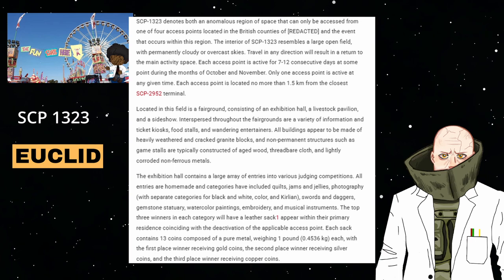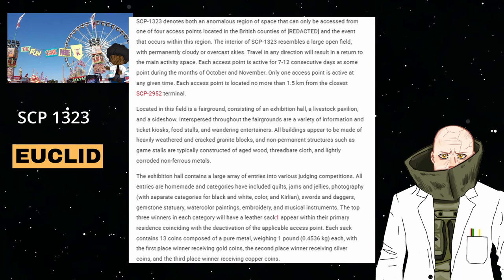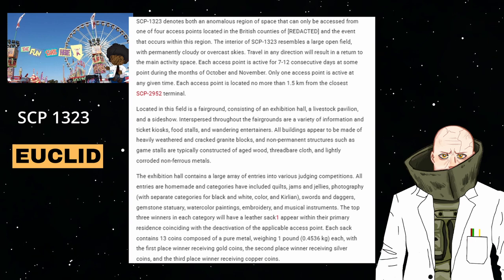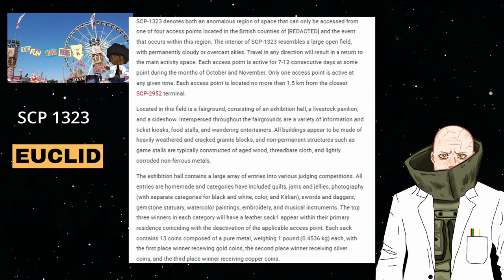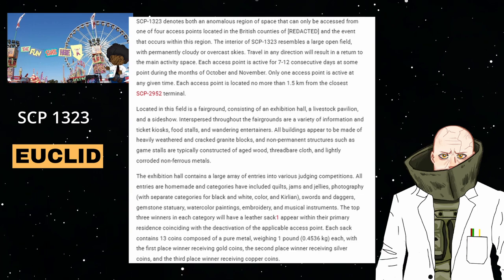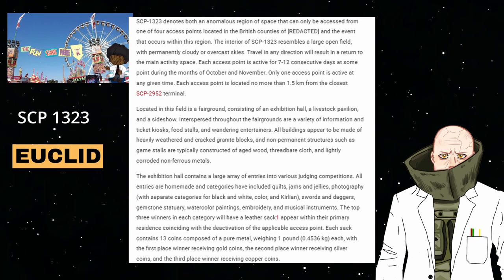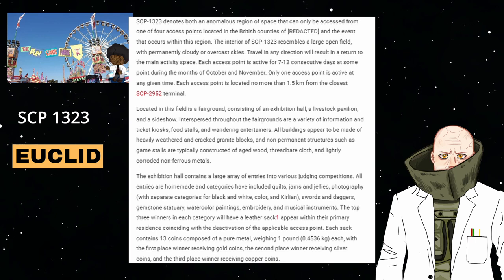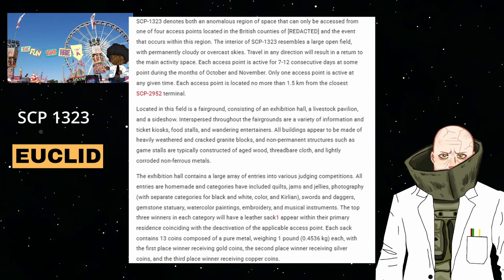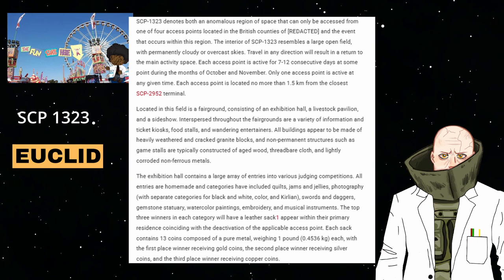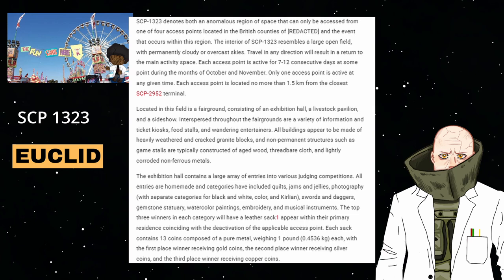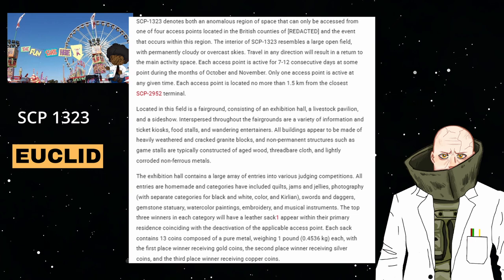Each access point is active for 7 to 12 consecutive days at some point during the months of October and November. Only one access point is active at any given time. Each access point is located no more than 1.5 kilometers from the closest 2952 terminal. Located in this field is a fairground, consisting of an exhibition hall, a livestock pavilion, and a sideshow. Interspersed throughout the fairgrounds are a variety of information and ticket kiosks, food stalls, and wandering entertainers.